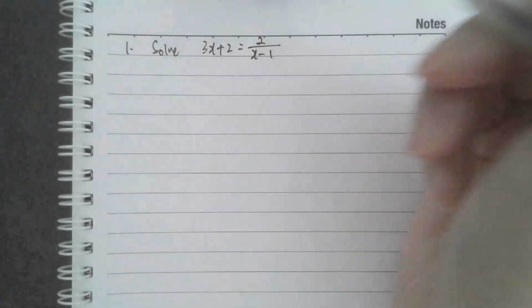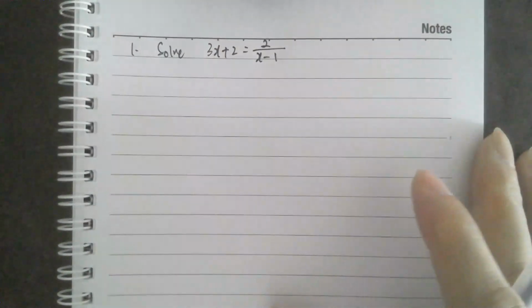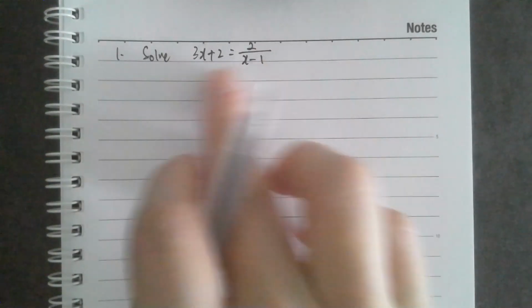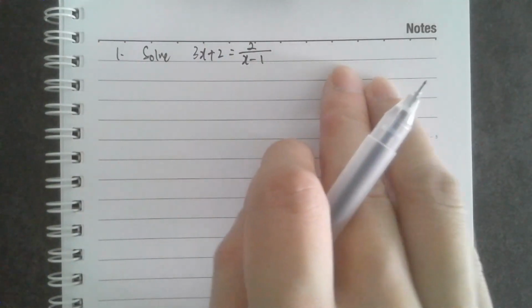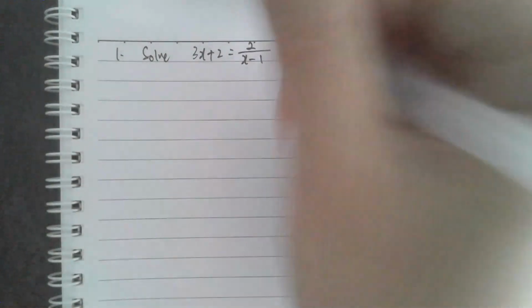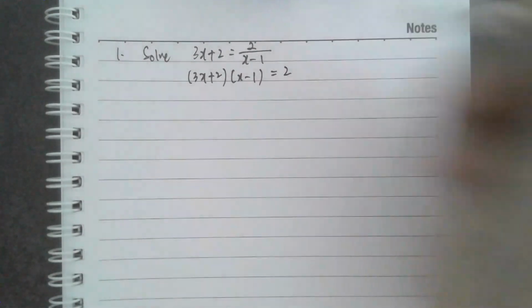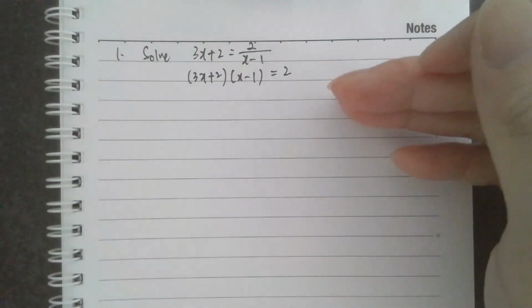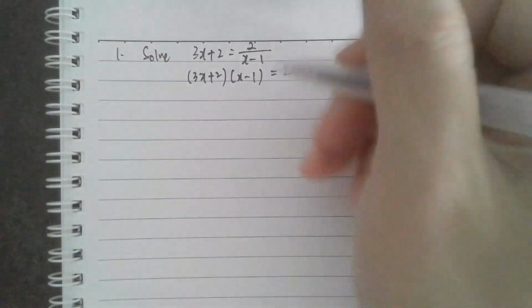The first question says solve the equation 3x plus 2 equals 2 divided by x minus 1. Looking at this equation, you have a linear expression with a fraction. So what we can do is just cross multiply. Multiply x minus 1 to the left side of the equation, and that gives us a quadratic equation. From here you should be familiar with solving quadratic equations.